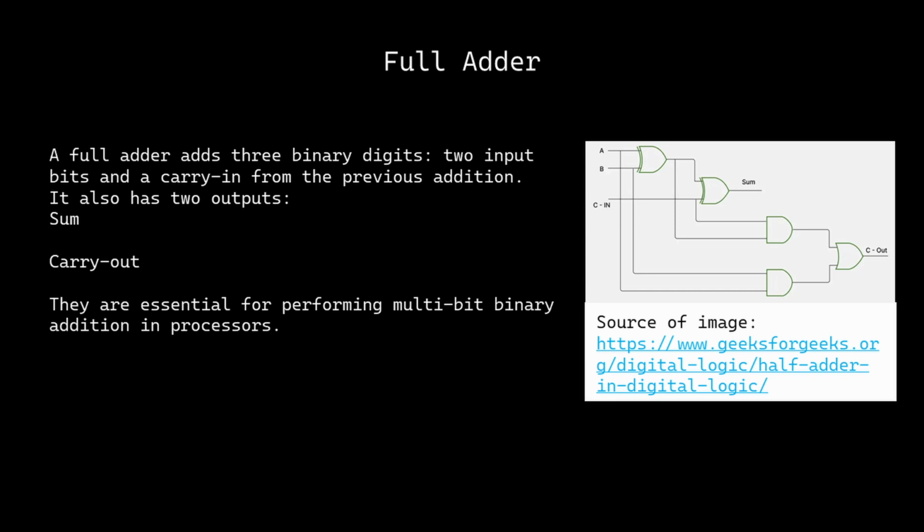Okay, now we move to the full adder. A full adder adds 3 binary digits: 2 input bits and a carry in from the previous addition. It also has 2 outputs, sum and a carry out. They are essential for performing multi-bit binary addition in processors. Here also this picture is taken from GeeksforGeeks. The link is also shown here, and you can check their website to see the useful information they have there.